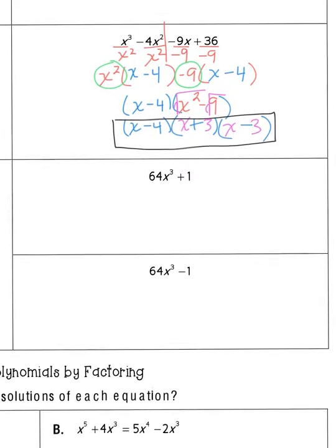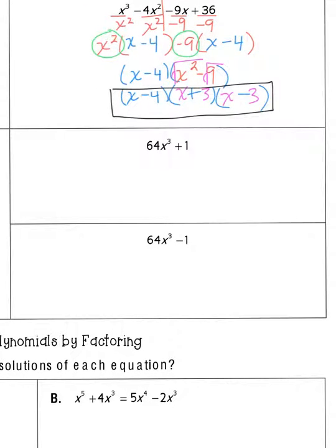Then we have the sum and difference of two cubes. So 64 is a perfect cube, it's 4 cubed. 1 is always a perfect cube. So I'm going to follow that pattern. Here's my binomial. I'm going to take the cube root of this, I get 4x, and I'm going to take the cube root of 1, and I get 1.